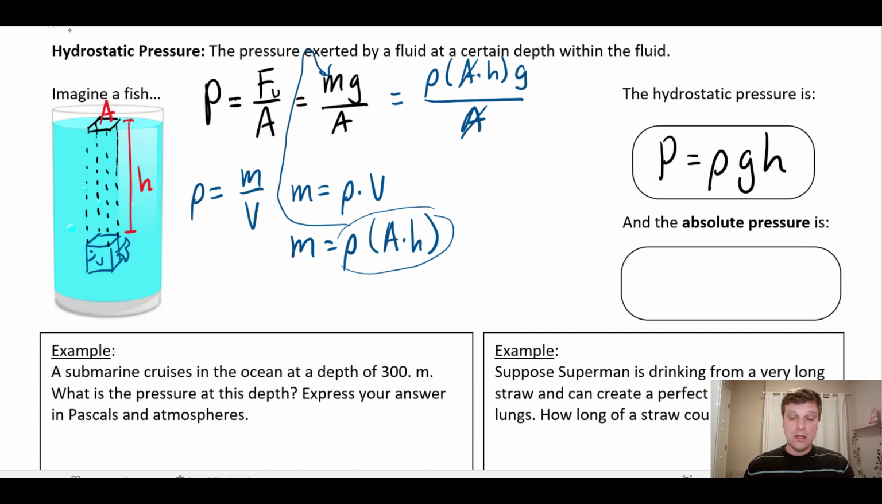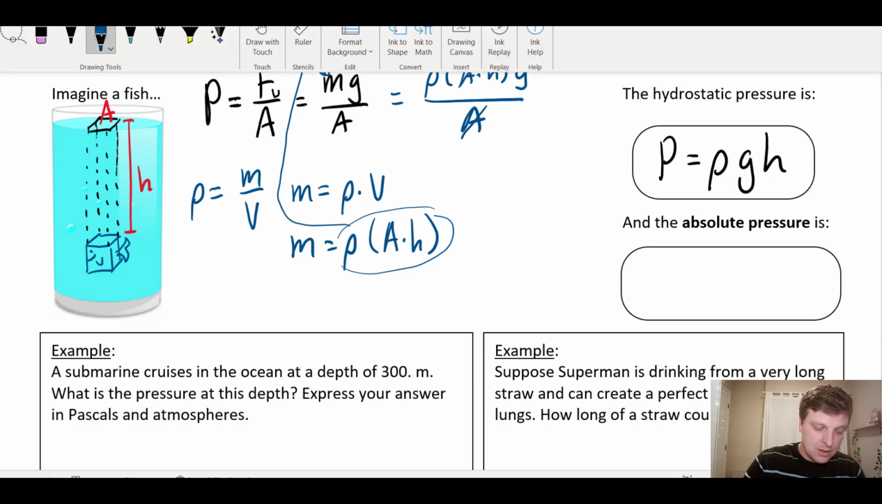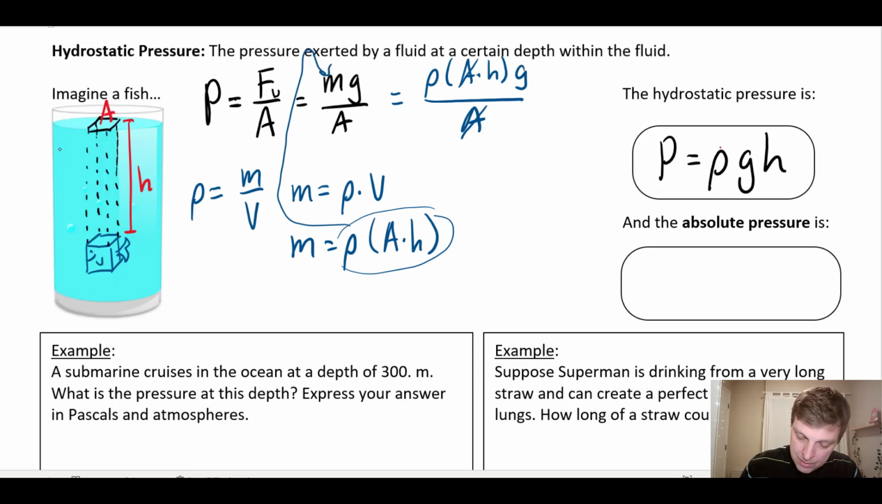Now, we need to be clear about a couple things here. This pressure is being caused by the fluid. So the rho in this example, we don't want to mix this up. The rho in this example is the density of the fluid. And the height really is the depth. It's not how tall the fish is or anything like that. In this case, h is how deep underwater it goes. And this sort of makes intuitive sense that the deeper underwater you go, the more pressure you should be feeling.